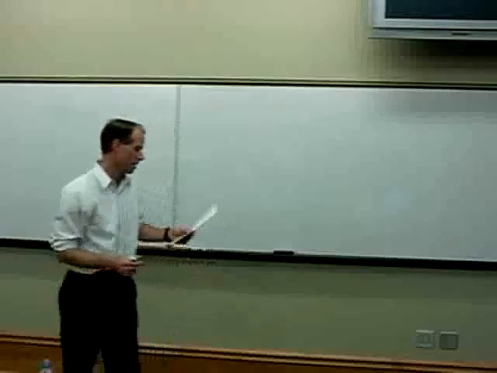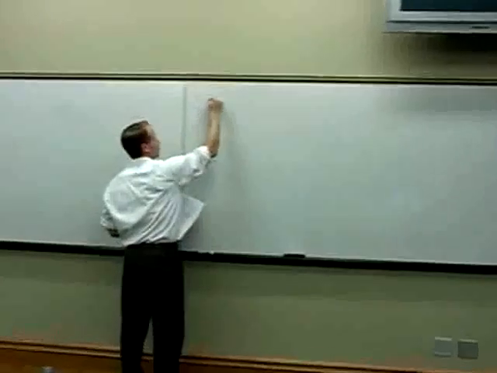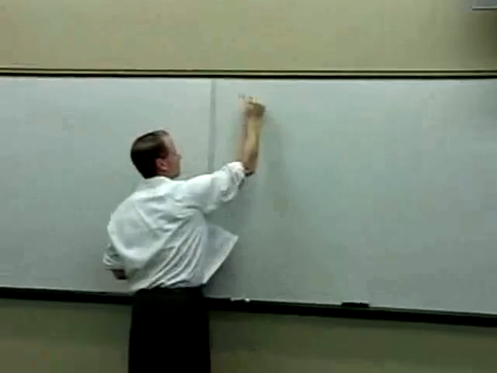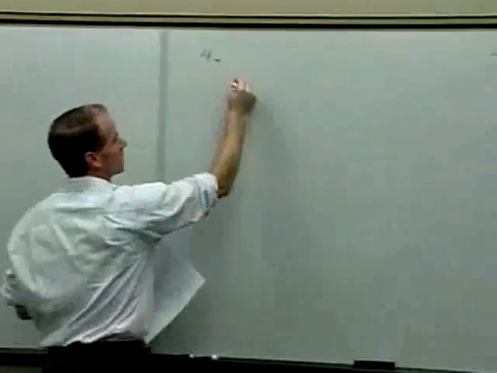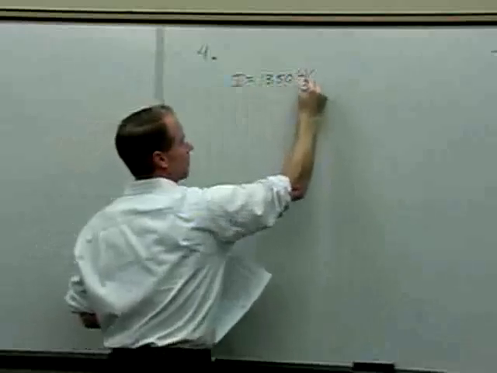Problem number 4. Find the force exerted by reflecting sunlight off a reflecting aluminum sheet in space if the area normal to the sunlight is 10,000 meters squared and the solar intensity is 1,350 watts per meter squared. All right, so on this problem number 4, we are given that the intensity is 1,350 watts per meter squared.